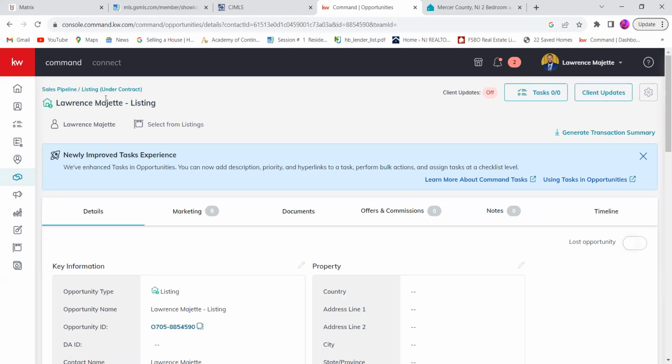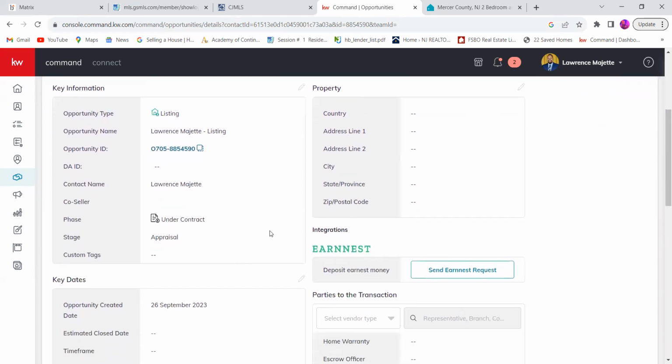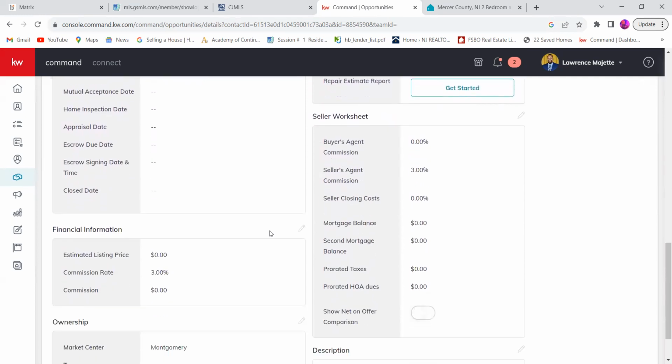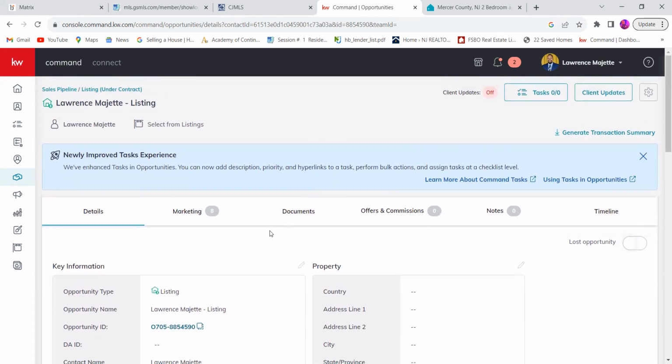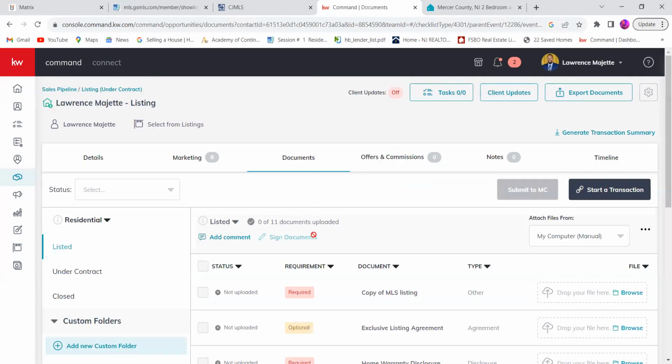So once you click on your opportunity's name, it's going to bring you to this page here, right? That shows you everything you would need to know about your listing as far as all the information that you already put in there, right? So let's go to documents. It's going to take you to this documents page.